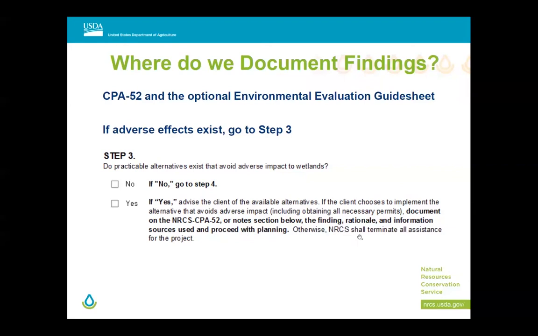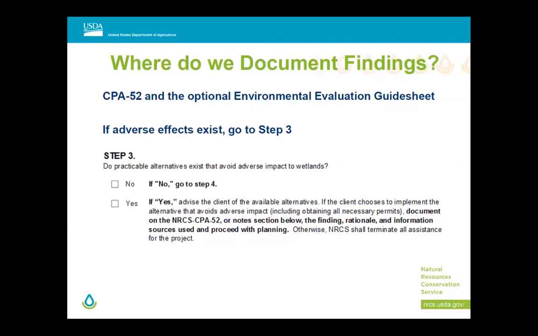Otherwise, NRCS shall terminate all assistance for the project. Now, this is specific to the alternative. You might have 30 different practices planned, but if they refuse to avoid, and avoidance is possible, NRCS will stop providing technical and financial assistance on that particular thing. And that's not just something that you should do because you feel like it. You're legally obligated to stop providing technical and financial assistance on an alternative that will have negative impacts to wetland functions that could completely be avoided. We are legally not going to be involved in that activity.